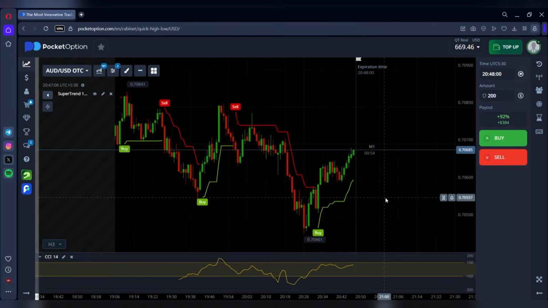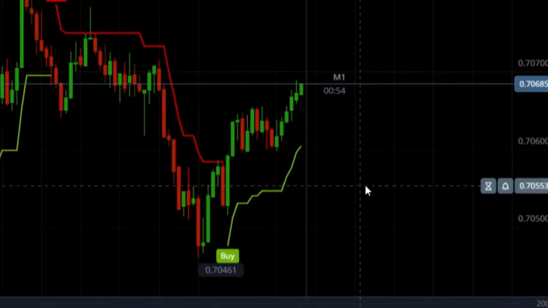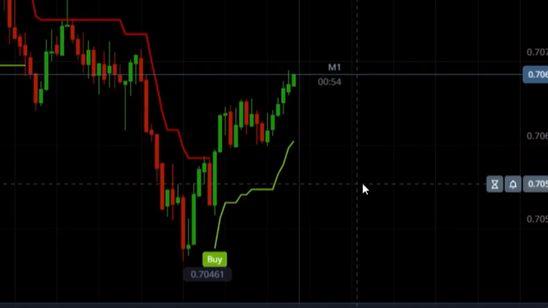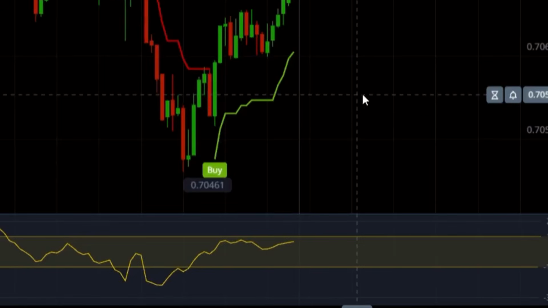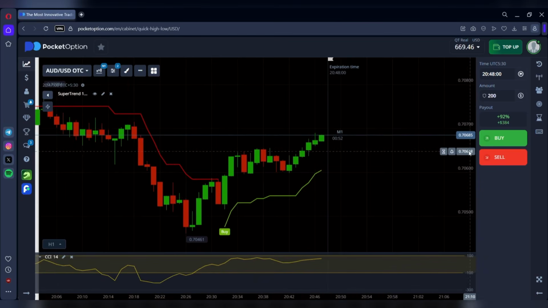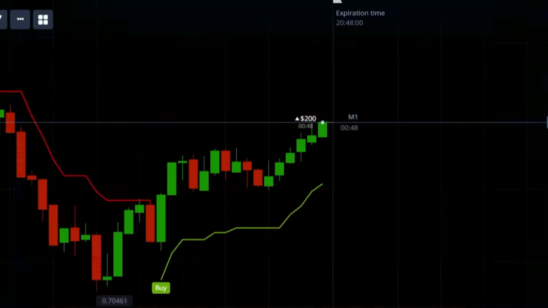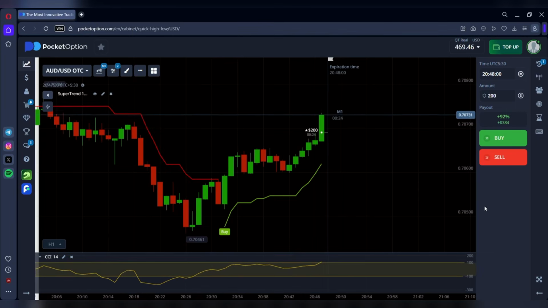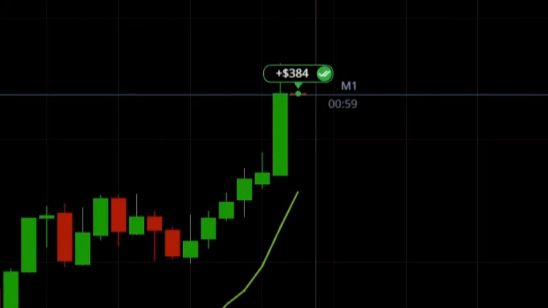Let's move on. After a while, I switched over to the AUD/USD OTC market. If we look at the Supertrend indicator, we can see that the market has been in a strong uptrend for quite some time. The CCI indicator is also approaching the 100 level, indicating even stronger upward momentum. So, according to the strategy, I'm going to place a $200 buy trade right here. We closed that trade with a profit as well.